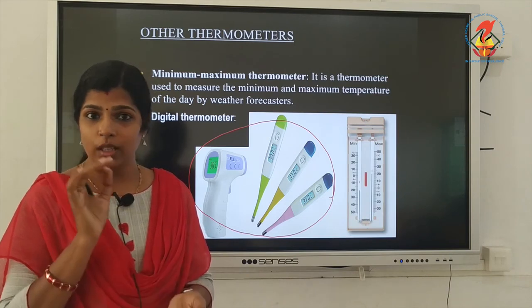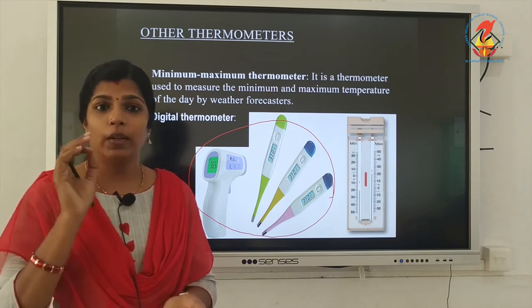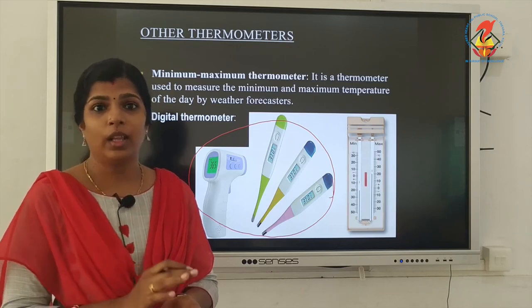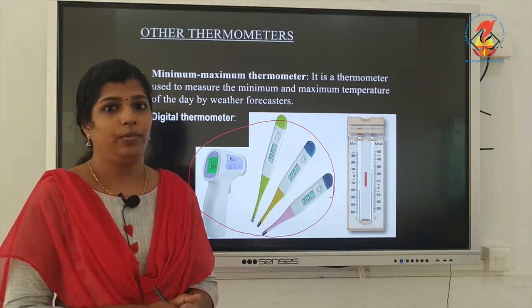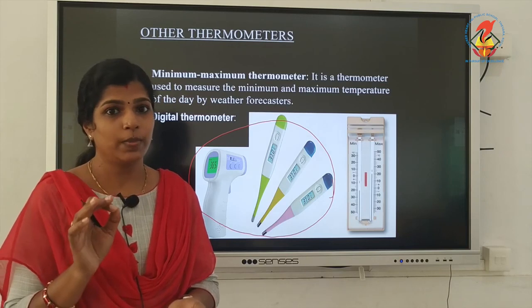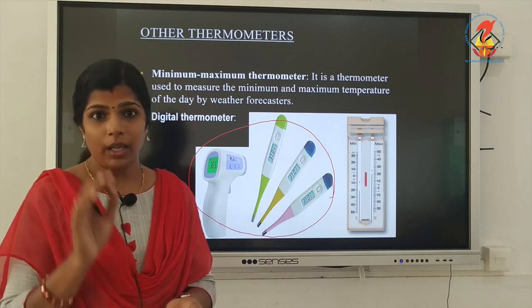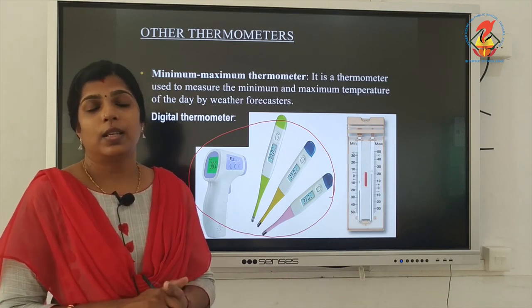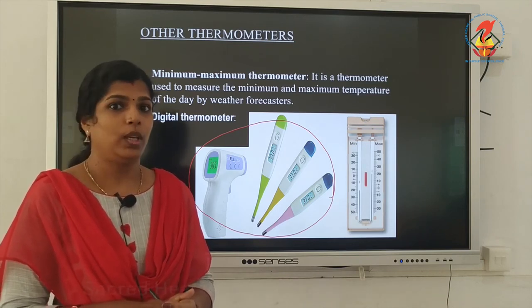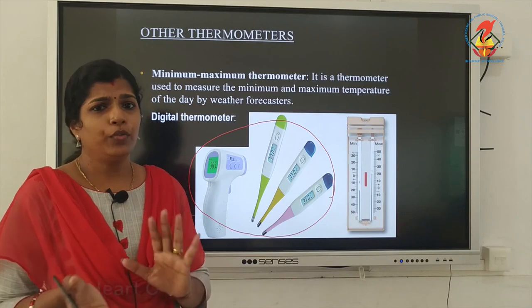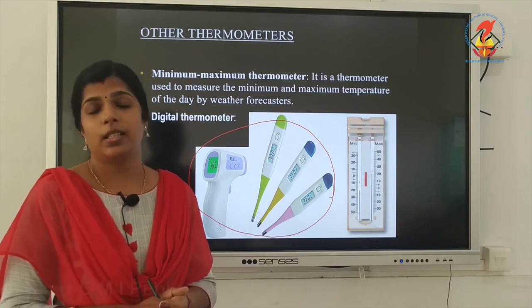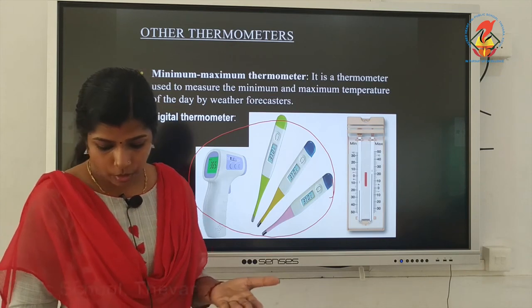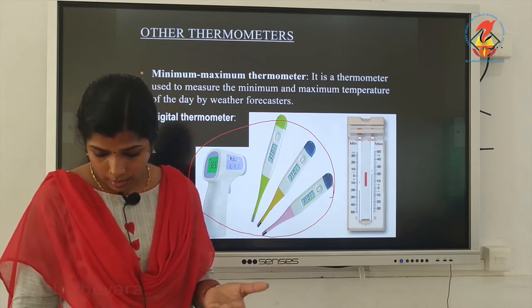So, if you want to take the temperature of a substance, make sure that the bulb of the thermometer is in contact with the substance itself. Both of them have mercury as a thermometric liquid.